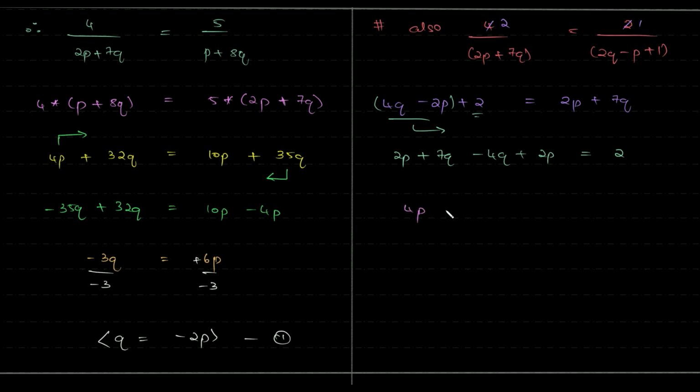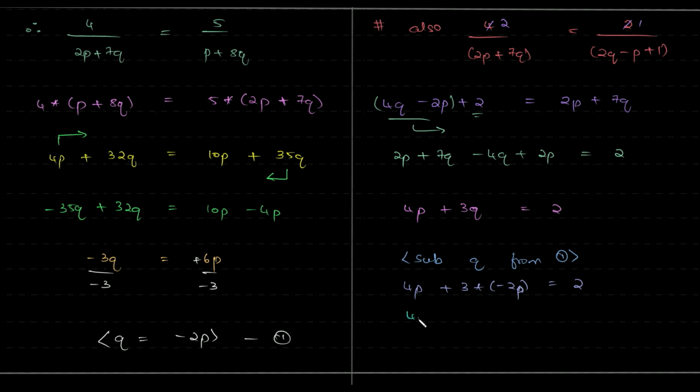We have 4p plus 3q is equal to 2. So if I happen to substitute q from equation 1, what do we end up with? We end up with 4p plus 3 times minus 2p is equal to 2.